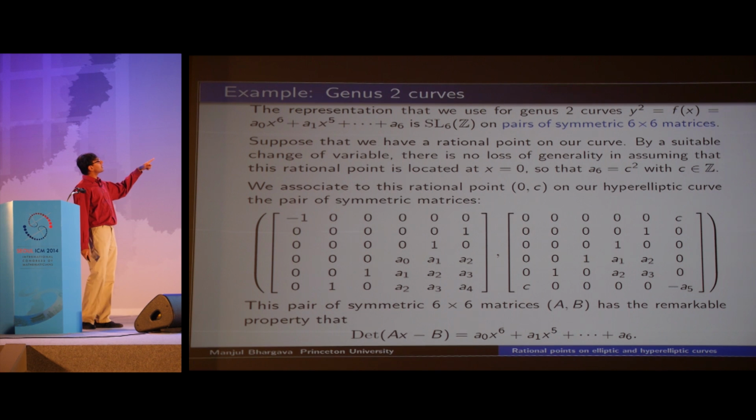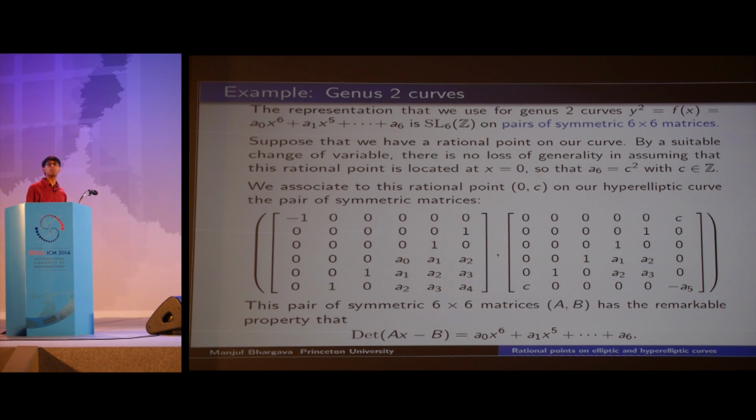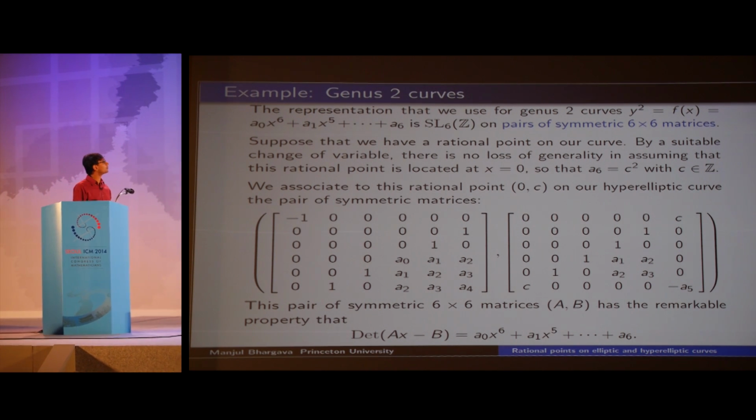And notice that to construct this pair of matrices, we really needed to take a square root of a6. This pair of matrices is going to be defined over the integers only if that c is an integer, and that c is the square root of a6. So we're really using the fact that this polynomial was taking a square value.